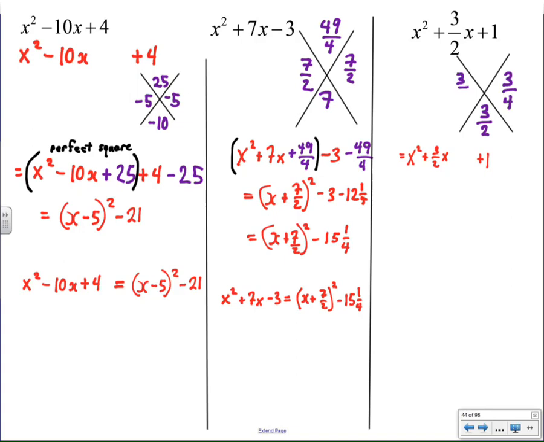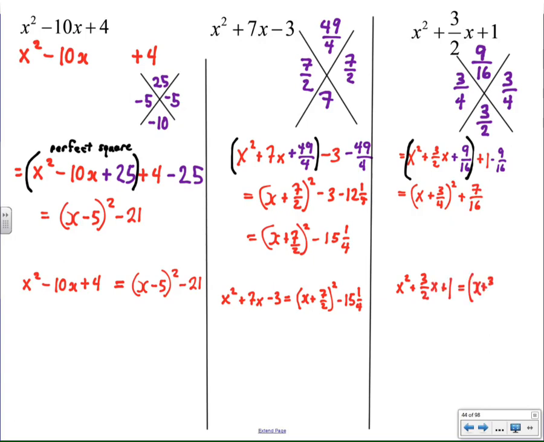Last example is when the b value is a fraction. We could still take half of a fraction as I described, and that means this is the number we're adding and subtracting, creating a perfect square, which is factored in just the same way as everything else. And we go from standard form to vertex form.